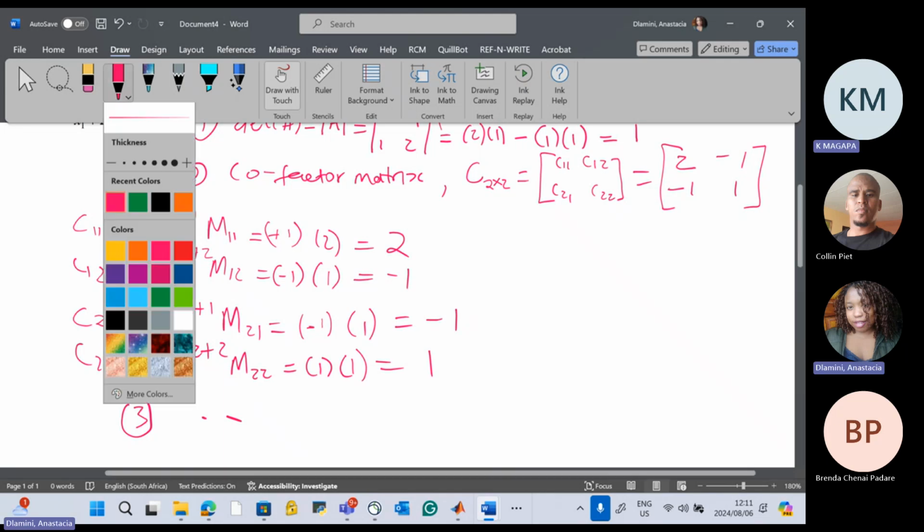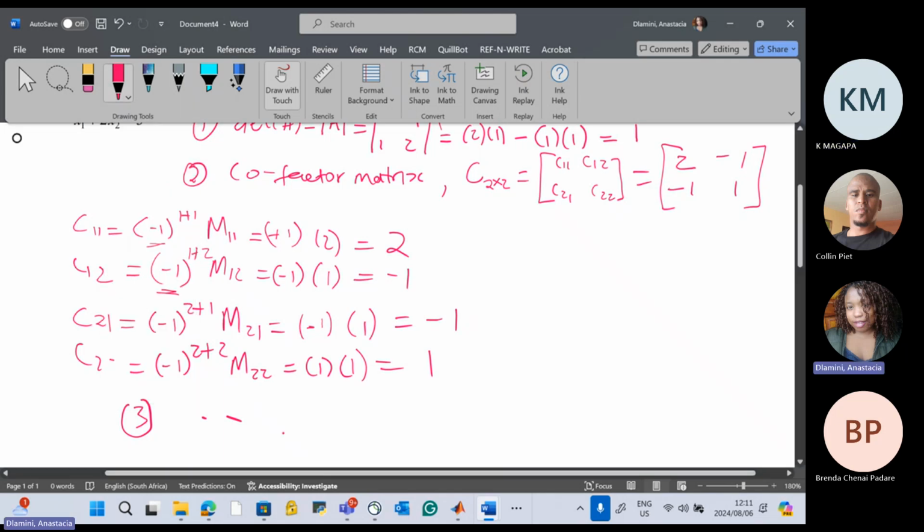Adjoint. And how do you find the adjoint? I don't know what's wrong with my pen. So the adjoint of A, right, is equal to what?